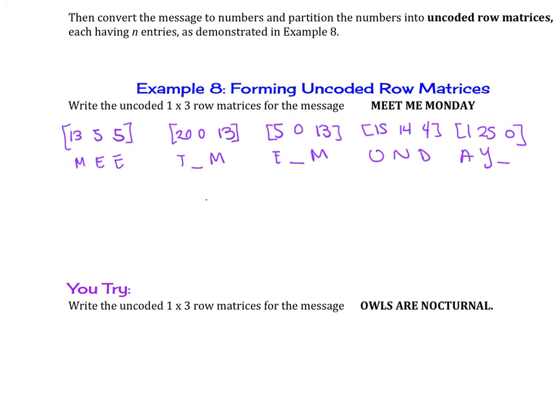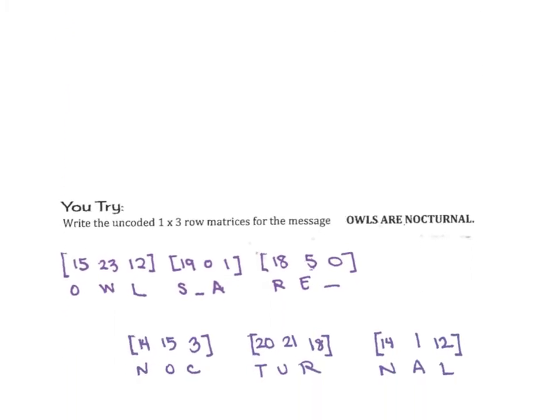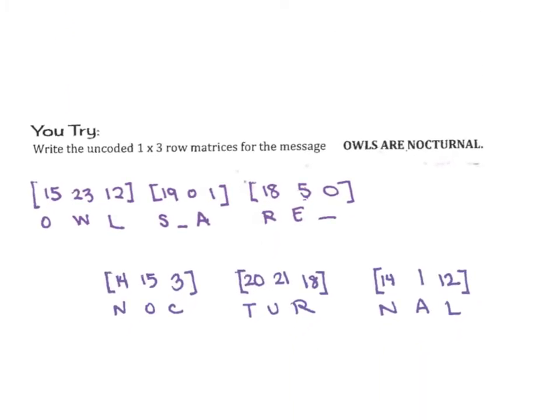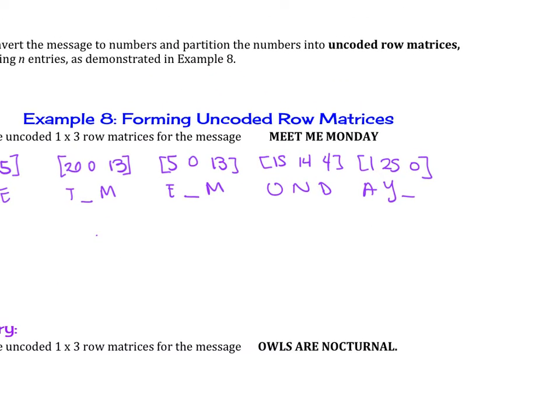Go ahead and try it: write the uncoded 1x3 row matrices for the message, owls are nocturnal. If you tried it out, you should have gotten 15, 23, 12, 19, 0, 1, 18, 5, 0, 14, 15, 3, 20, 21, 18, and 14, 1, and 12. They should always be 1x3. Notice in the earlier example, even though we had only 2 letters, we still put a 0. It still needs to be a 1x3.